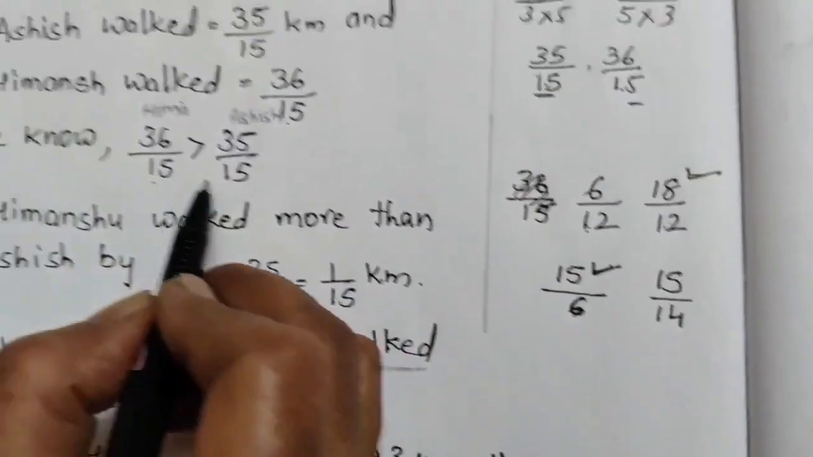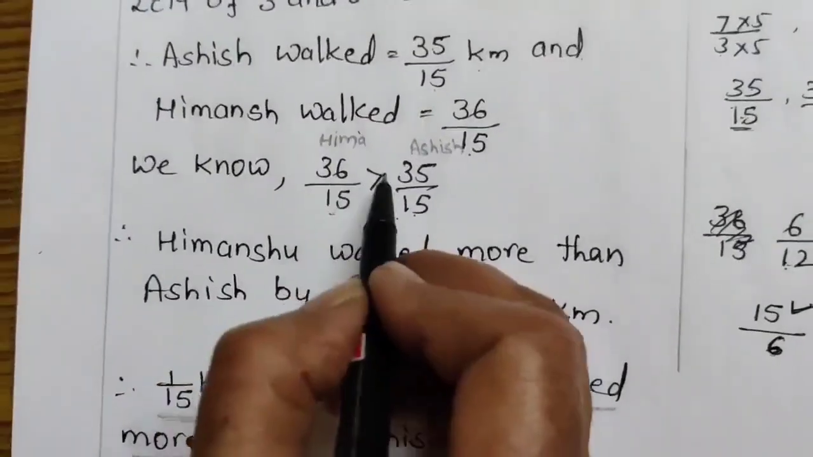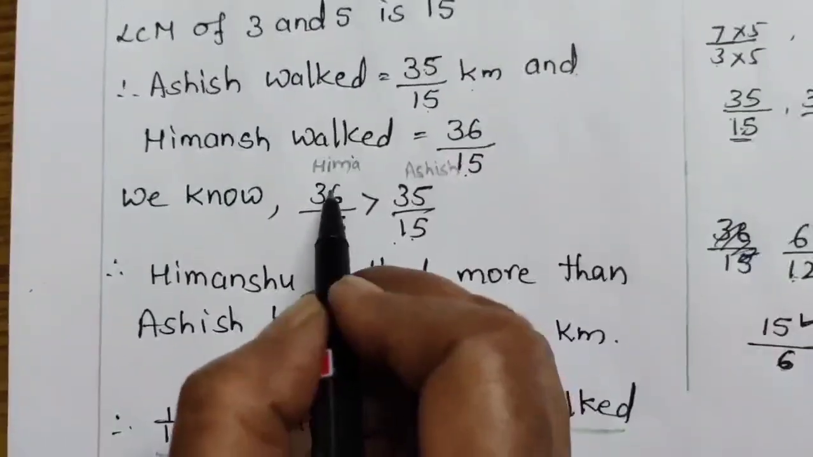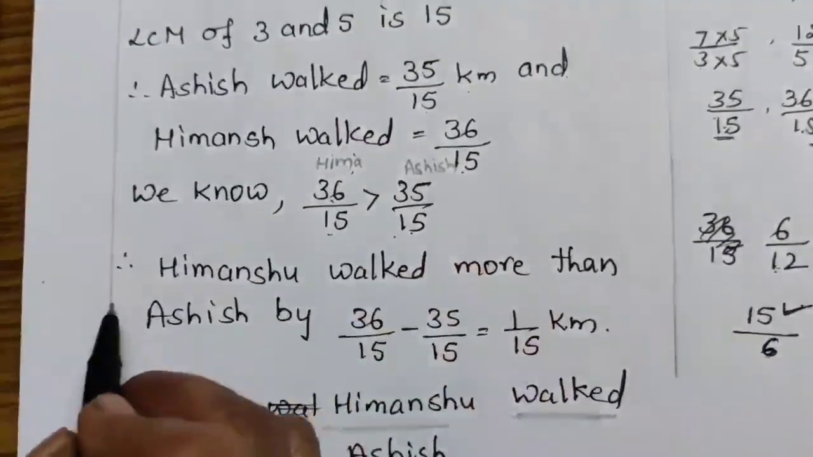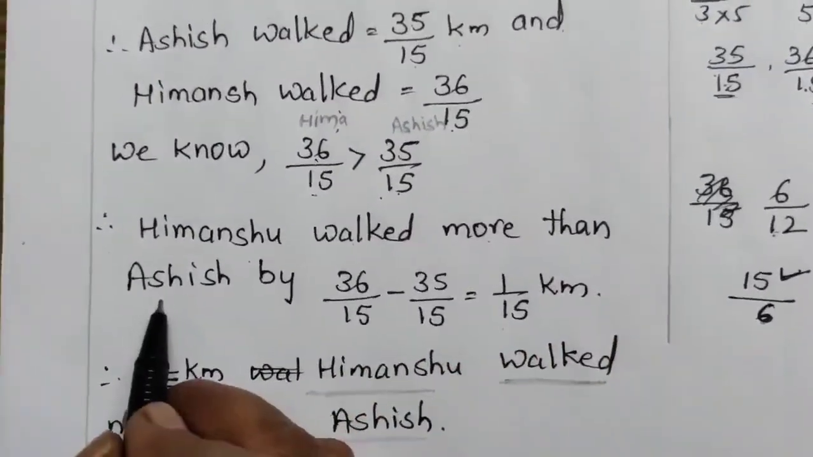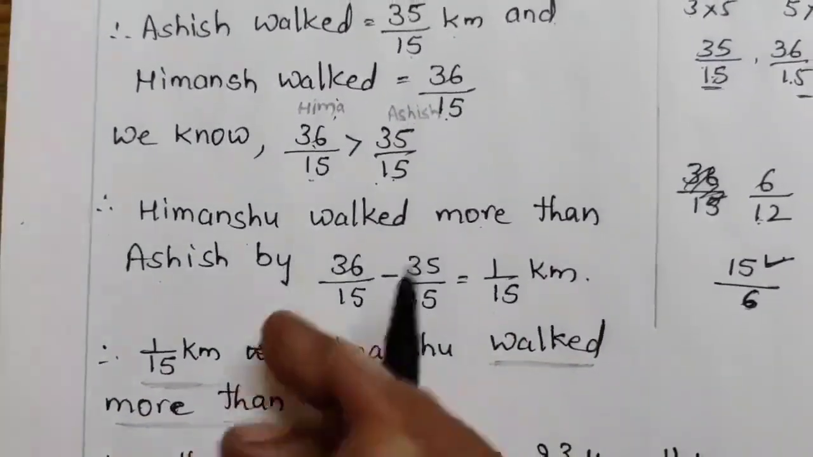So here the same denominators are there. So which is the greater? 36 by 15 is the greater. Then who walked more? Himanshu. So therefore Himanshu walked more than Ashish. By how much? They are asking in the question.